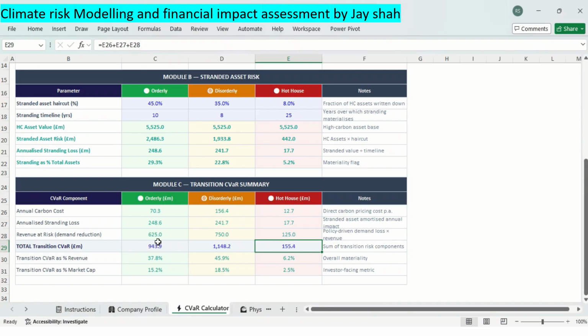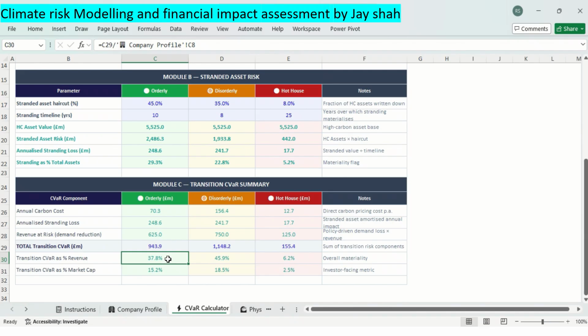In the hothouse scenario, there are no policy ambitions, no ambitions of implementation or transition of the policy. So under the hothouse, it will be 155.4 million of total transition climate value at risk. The result is a 37.8% transition CVaR as a percentage of revenue. Transition CVaR percentage of revenue is calculated as total CVaR divided by revenue, which comes to 37%.